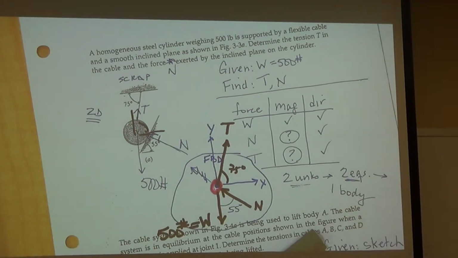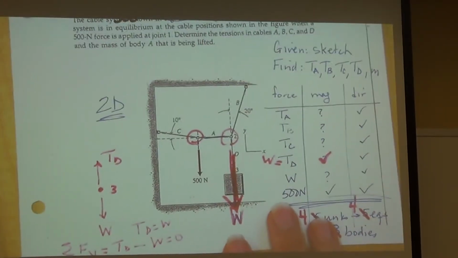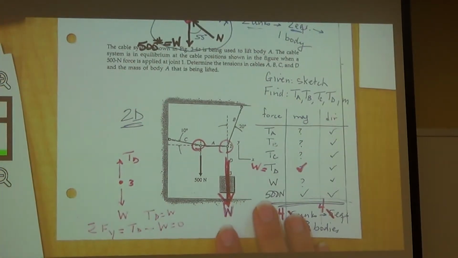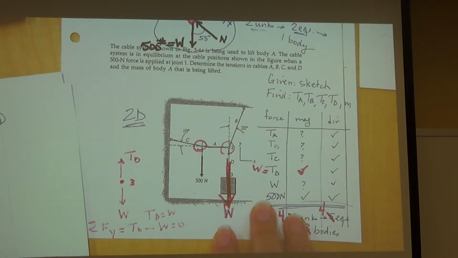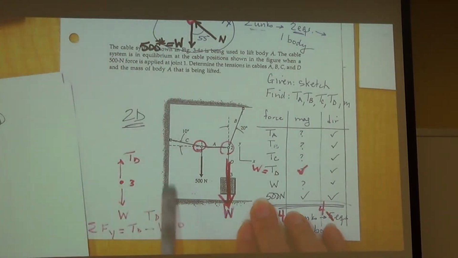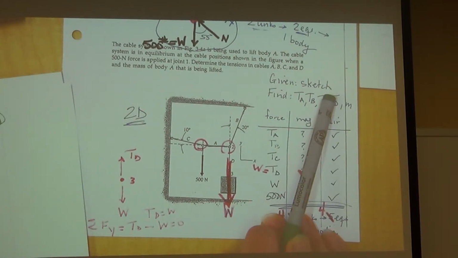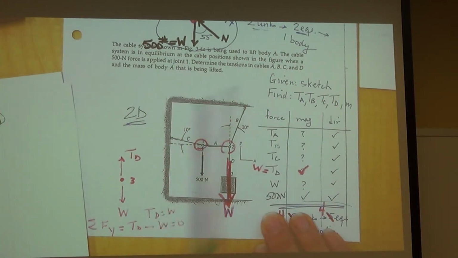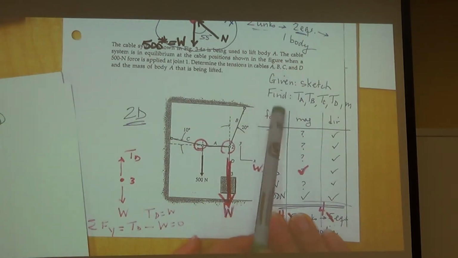Okay, so then we went to a second problem. So number one, given, we read the cable system. There's nothing in there that isn't in the sketch. They didn't give us anything in the words that's not in the sketch, so I just wrote given, sketch. And then find. We found what all the forces are in here. They're telling us that they want to know what the tension is in A, B, C, D, and the mass.